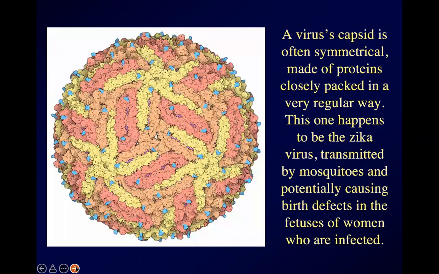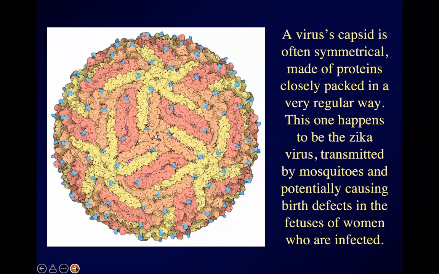That's a picture of the outside of one virus in particular, and this happens to be Zika. The Zika virus, you might remember from maybe 7 years ago, as a virus that's transmitted by mosquitoes and that had the potential to cause birth defects in the fetuses of pregnant women who got infected.